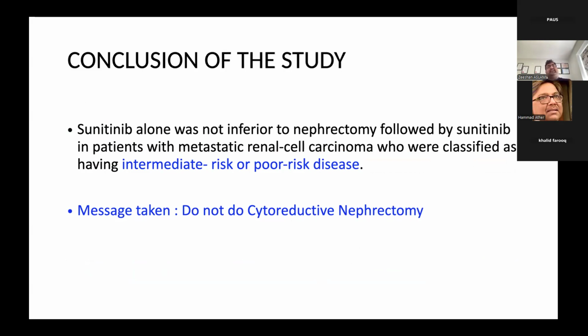And instantly in 2018, the message that was often taken from this study was do not do cytoreductive nephrectomy. As a result, BAUS started its own audit in 2019 about cytoreductive nephrectomy, just to further evaluate these findings, the results of which I don't think we ever received, whether it was completed or not. I don't think so.